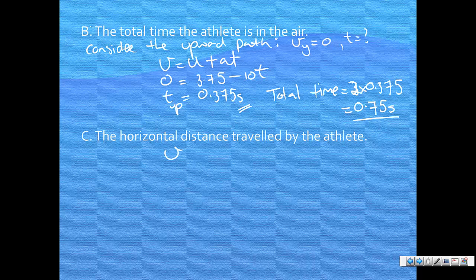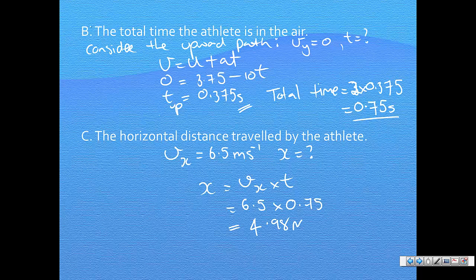Again, to find the horizontal distance travelled by that person, again using the horizontal speed, I know that the horizontal speed is 6.5 because we worked that out before, and I need to find the horizontal distance travelled, so that would just be the velocity again times the time. And now that I've got the time, often you're going to need to work out time in order to find the distances, so that would be 6.5 times 0.75. So they go 4.98 metres.